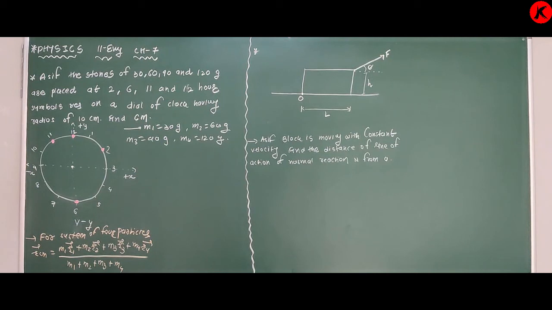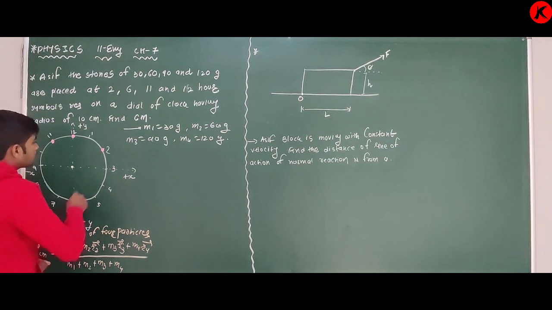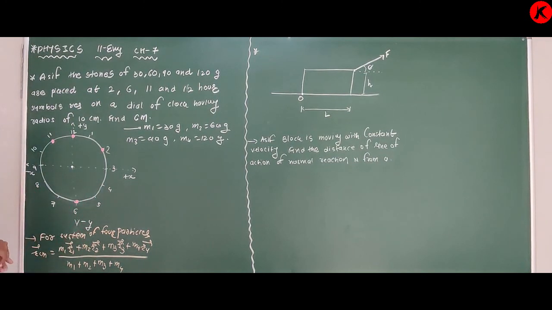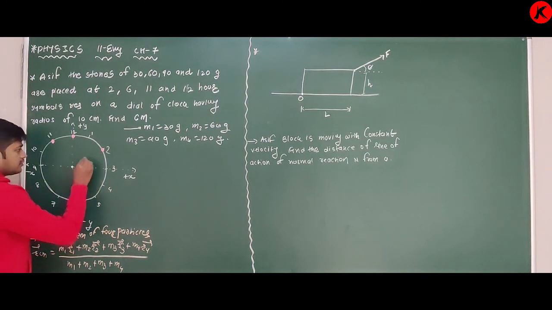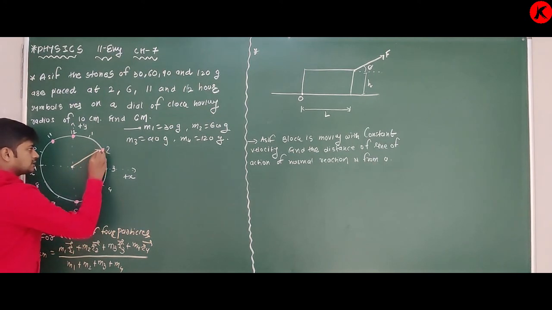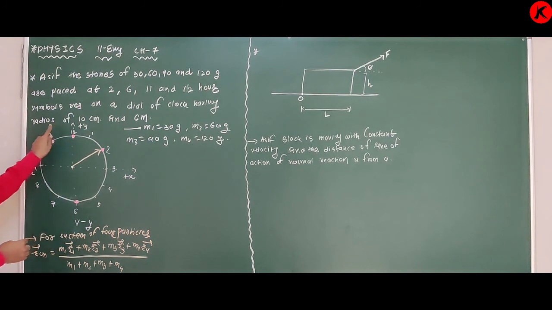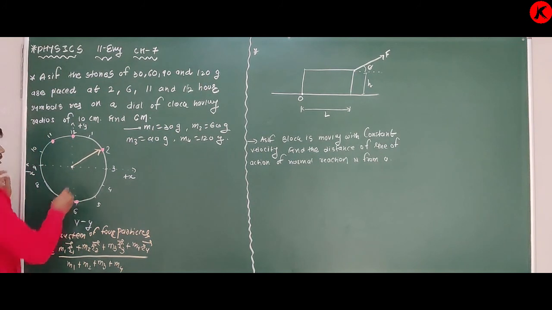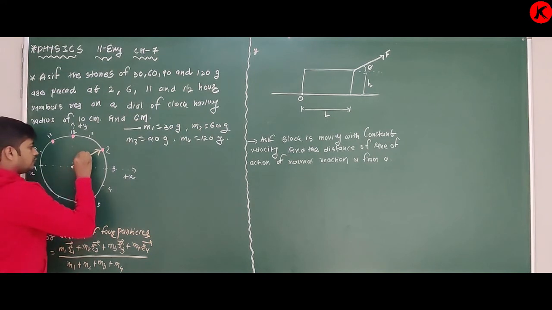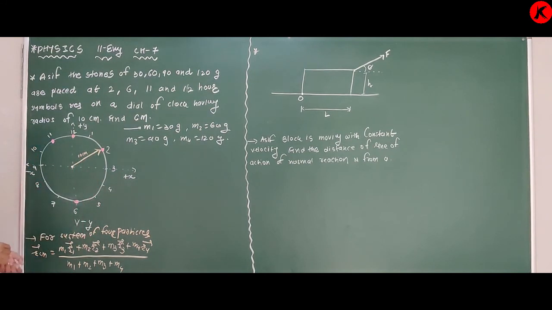Then how to find position vector from center of dial? See, take care about this. Okay, chalo. First of all, for this stone, so connect this point, means this 2 hour with center. So it is like this. Okay, and yes, radius of dial is 10 centimeter. It is nothing but 10 centimeter.